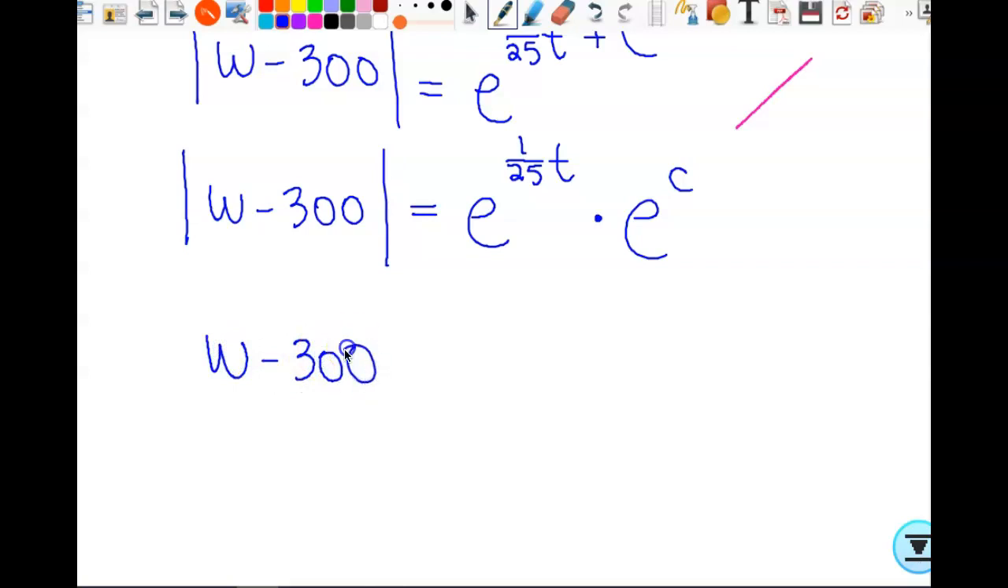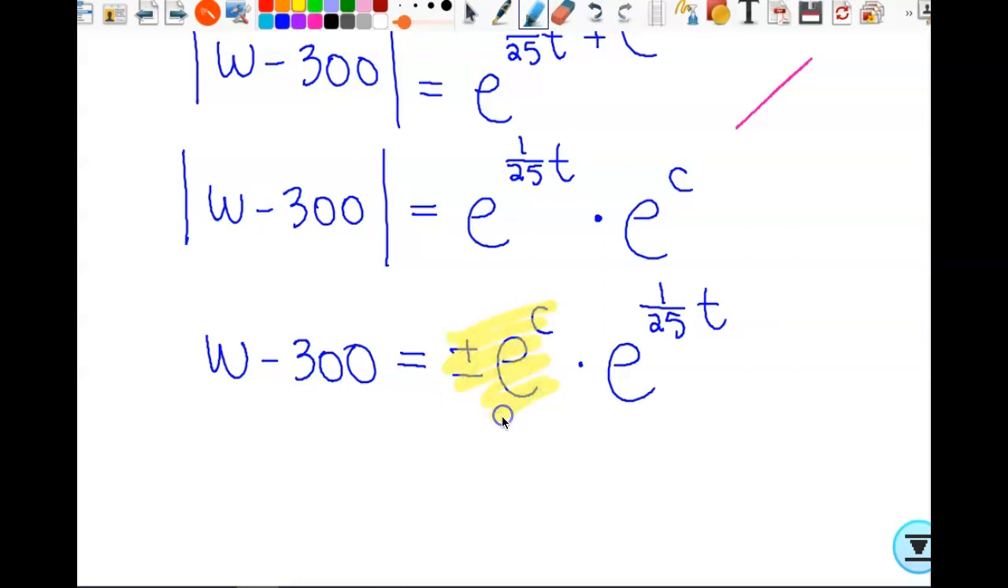All right, so if we drop the absolute value from the left side, what do I have to do in the same step on the right side? Plus or minus. Is everybody okay if I switch the order, since multiplication is commutative? All right, so this is where I decide I want to take care of this plus or minus e to the c. So this is where I would stop and substitute the initial condition.